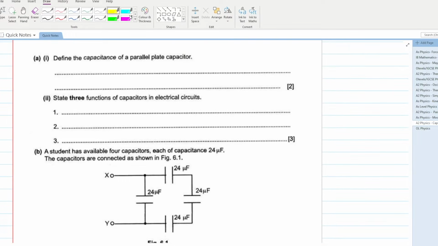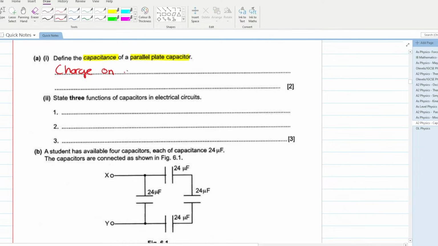Define the capacitance of a parallel plate capacitor. भाई, पैरेलल प्लेट कैपेसिटर के लिए हमने कैपेसिटेंस डिफाइन करनी है. Now to define the capacitance of a parallel plate capacitor, initially हमारे दिमाग में क्या आएगा? We will say कि सर, capacitance का फॉर्मूला होता है charge divided by voltage. So I will say charge per unit potential difference. This will only net you 1 mark. 2 marks का सवाल है, so you have to give the definition in a sophisticated manner. ठीक है. So what will you say?